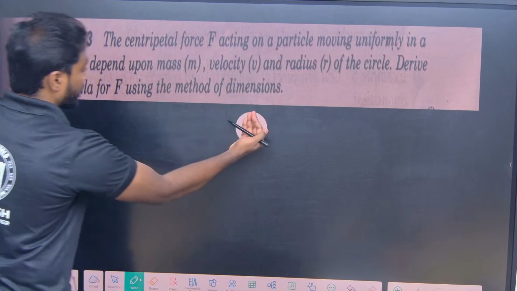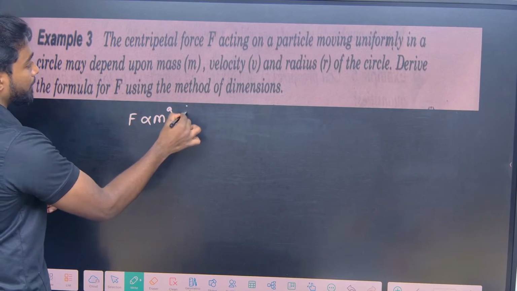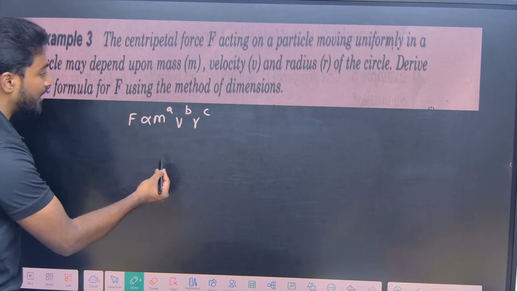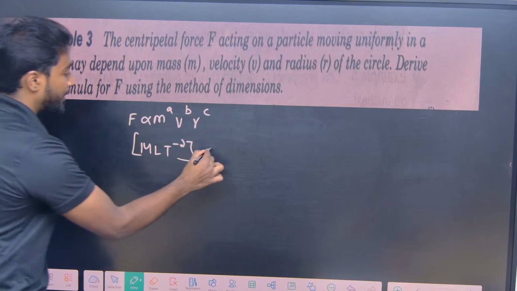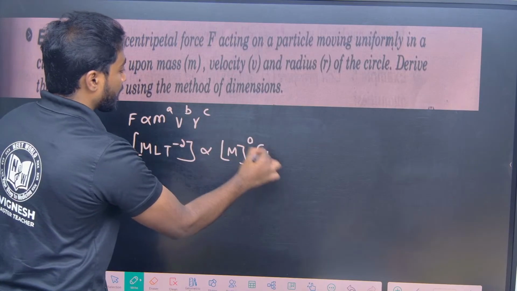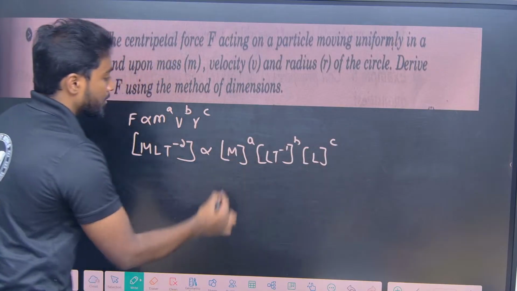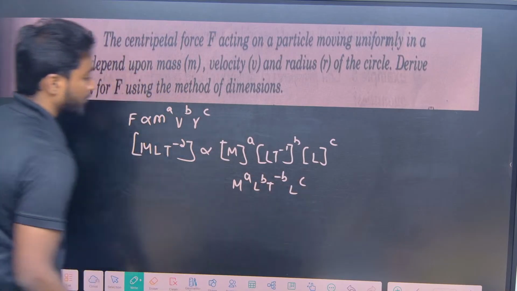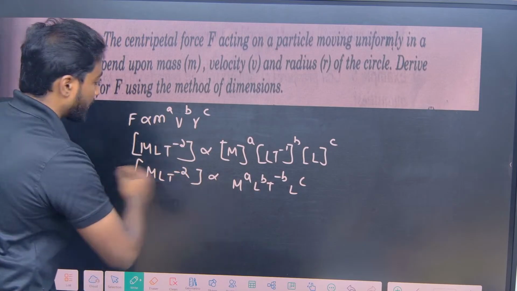So let me take F is directly proportional to mass to the power a, velocity to the power b, radius to the power c. So what is the dimensional formula for F now? F has the dimensional formula M L T power minus 2, which should be proportional to mass, so M power a, velocity L T power minus 1 whole power b, radius L power c. So let me write this as M power a, L power b, T power minus b, L power c. And this is equal to M L T power minus 2.